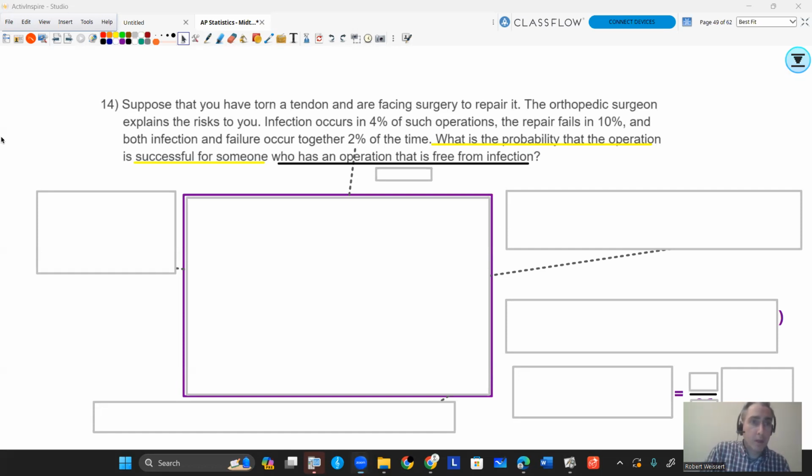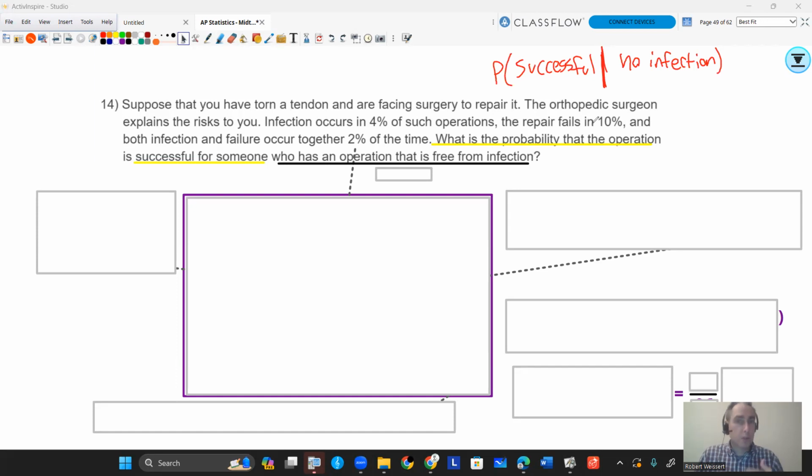So before I do all the work in here, I want to know what the question is. The question says, what's the probability that the operation is successful? So I'm going to just write a statement. Probability of success for someone who has an operation that is free from infection. So, given no infection. At the end of the day, this is a conditional. So that's what we have to work with, okay?